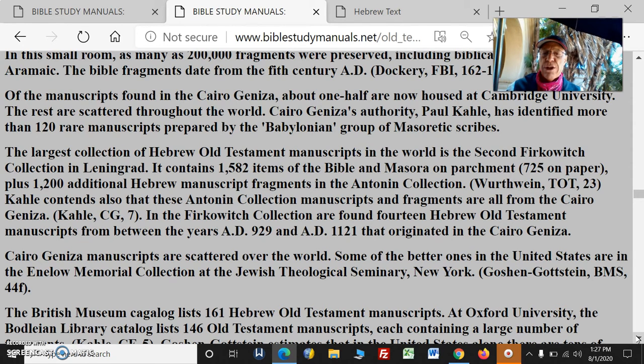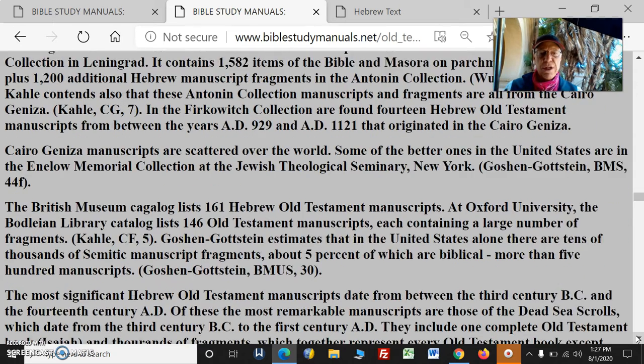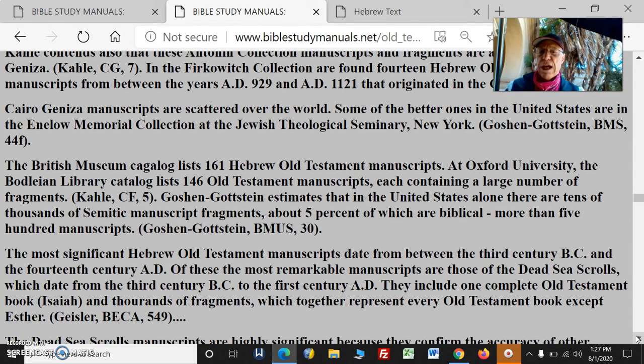So Cairo Geniza manuscripts are scattered all over the world. Some of the better ones in the United States are in the Enelow Memorial collection at the Jewish Theological Seminary in New York. The British Museum catalog lists 161 Hebrew Old Testament manuscripts. At Oxford University, the Bodleian Library catalog lists 146 Old Testament manuscripts, each containing a large number of fragments. Gottheil estimates that in the United States alone there are tens of thousands of Semitic manuscript fragments, about 5% of which are biblical, more than 500 manuscripts.